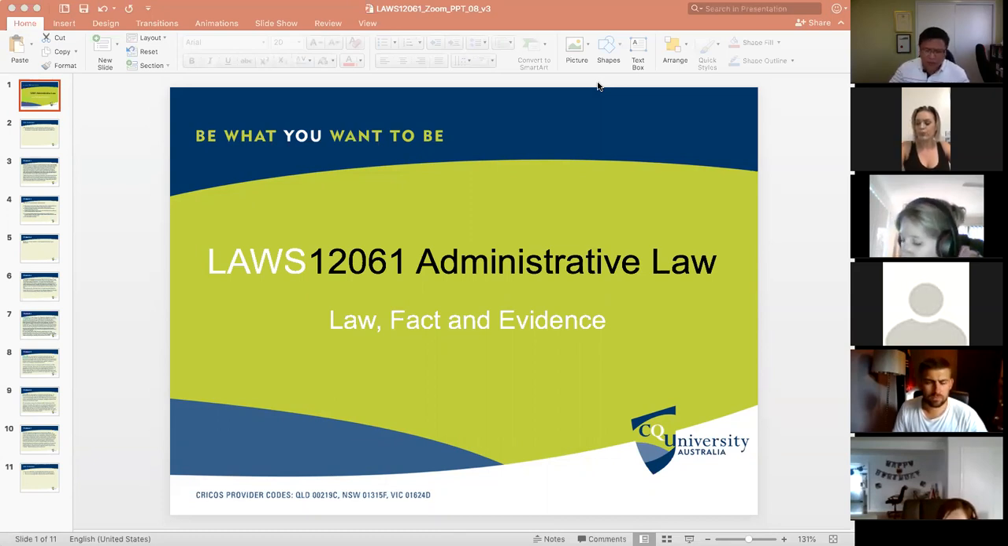The second aspect as well, and I think we're looking at this in week 10, is that it is also related to the idea of an error of law. So when there is no evidence, the lack of evidence or the absence of evidence actually amounts to an error of law. And we know that an error of law is always a ground for judicial review.